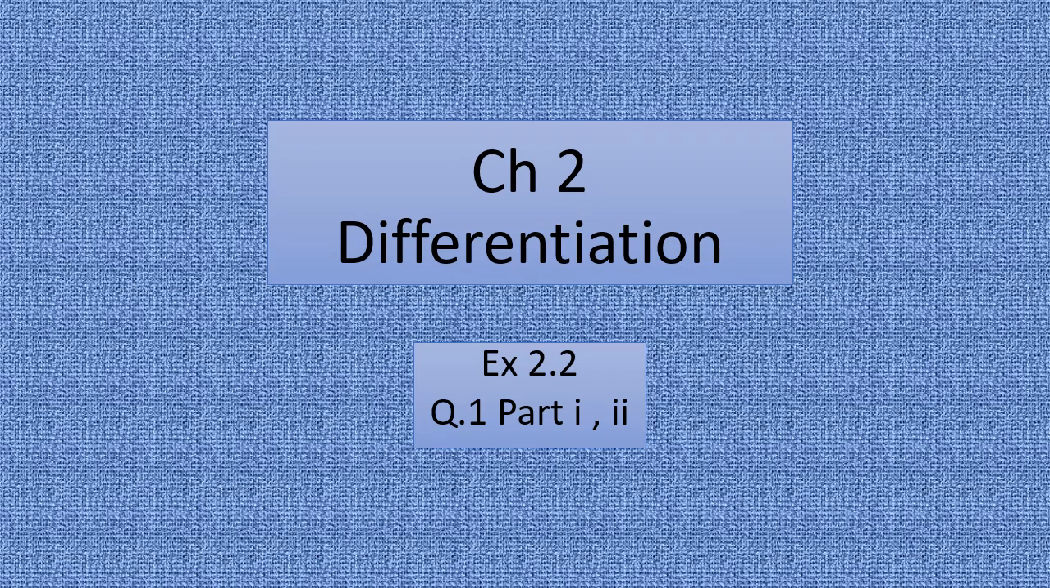Bismillahirrahmanirrahim, exercise 2.2. And what is the question? That we have to find the derivatives by first principle. So let's first see what is the procedure of finding the derivative by first principle.